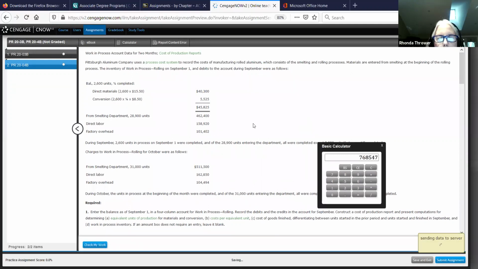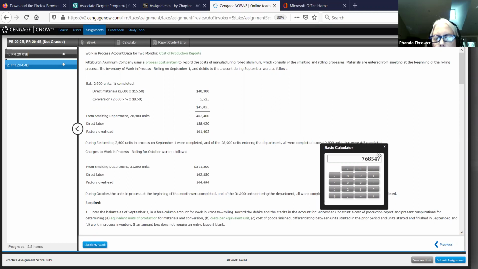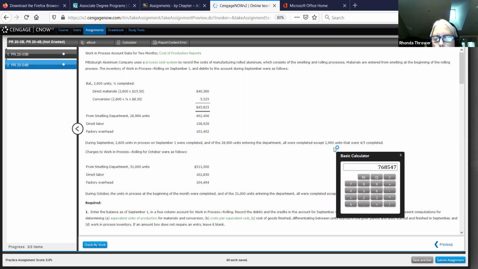All right, and so that was your factory overhead. Now, they've also told us that during September, 2,600 units that are in process on September the 1st were completed. And of the 28,900 units entering the department, all were completed except for 2,900 units that were 4/5 completed.